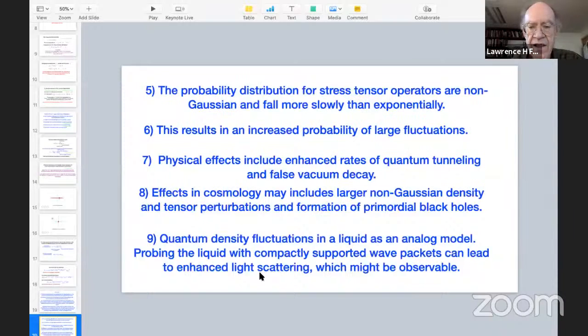So I'm hoping to encourage some experimentalists to consider actually doing this experiment, because it's clearly much easier to see density fluctuations in a fluid than it is to see quantum fluctuations of the gravitational field. But they would also tell us something deep about this. So I think on that note, I should stop and leave some time for questions.